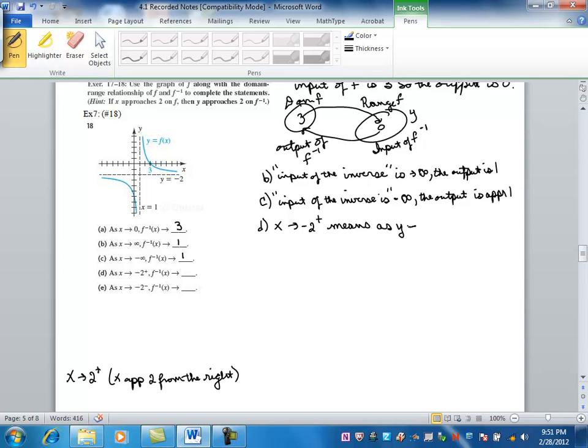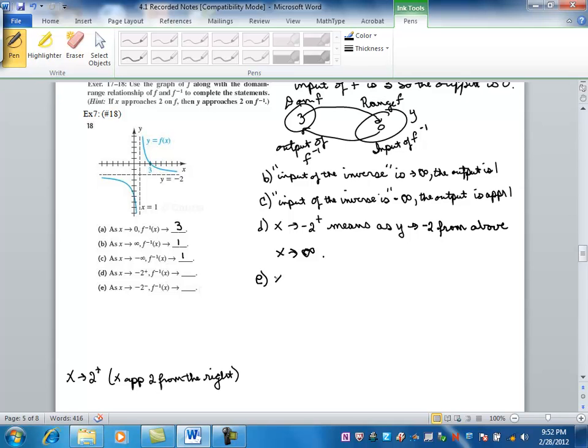Means as y approaches negative 2 from above, so instead of the right and left here, we're talking about above and below. As y approaches negative 2 from above, x is approaching positive infinity. See, as y comes at negative 2 from the top, x is going to positive infinity.